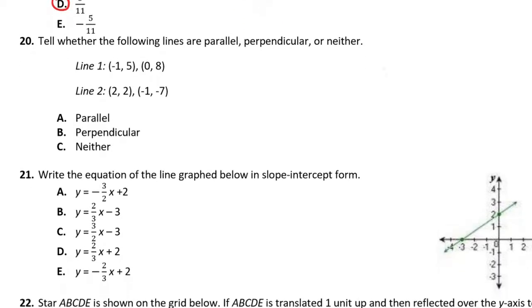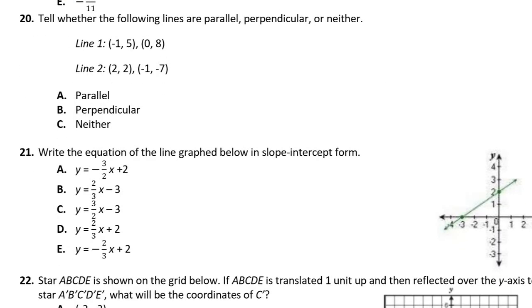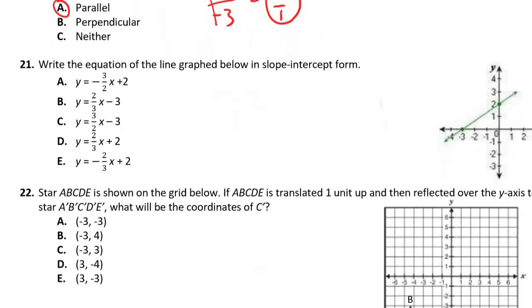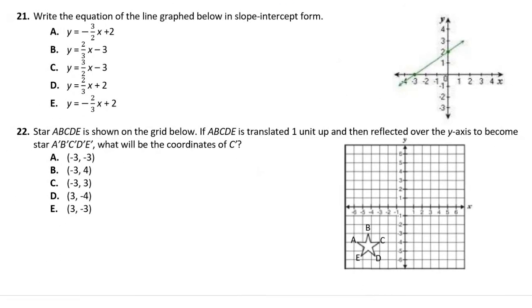Tell whether the following are parallel, perpendicular, or neither. I'll do the slope fast. 8 minus 5 is 3. 0 minus negative 1 is 1. Negative 7 minus 2 is negative 9. And then negative 1 minus 2 is negative 3. The negatives are going to cancel out, and you're going to have 3 over 1. So the first one is 3 over 1. The second one is 3 over 1. If they are the same, that means they are parallel.